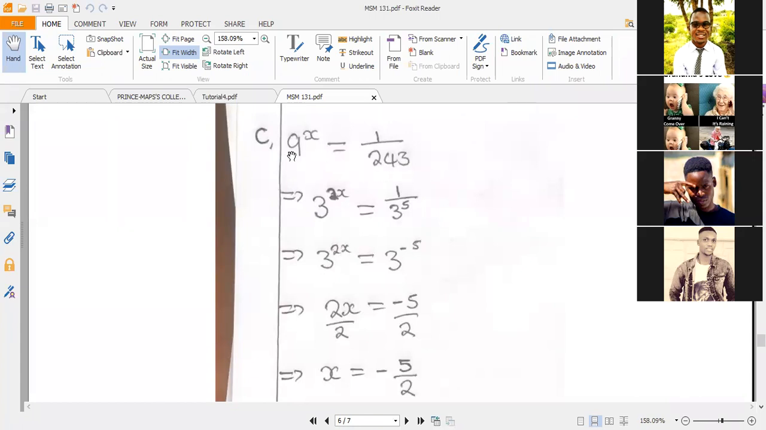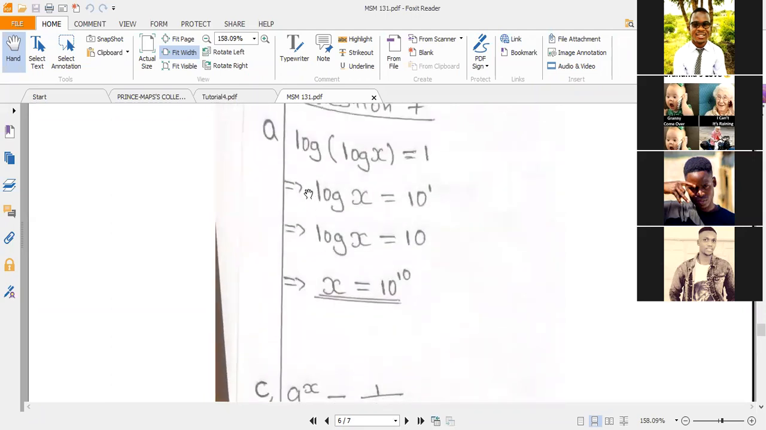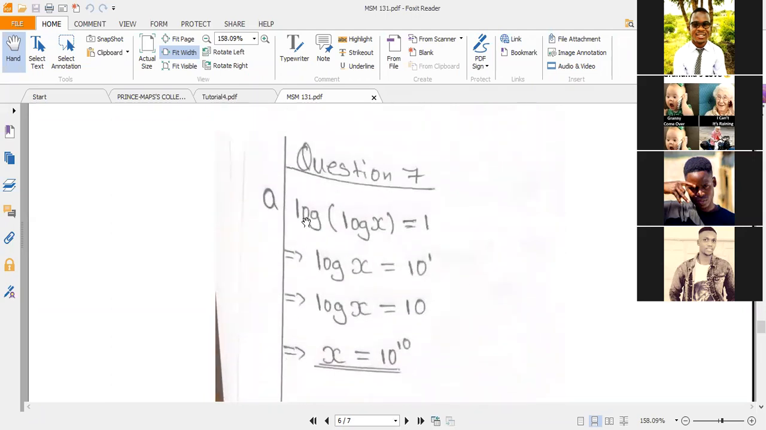Someone is asking me to repeat A, okay. I said we consider this log x that is in brackets as a whole. So it will be our argument, log x, and this log has base 10.